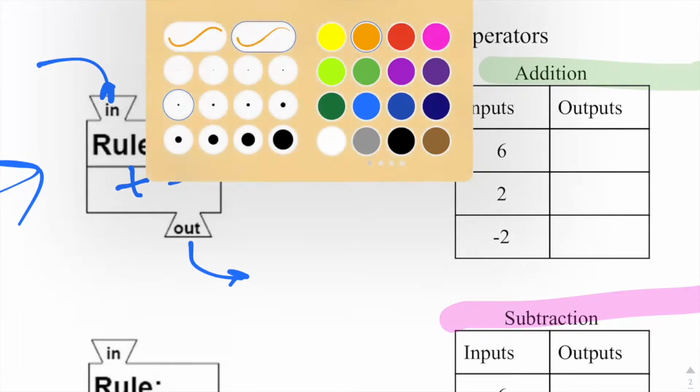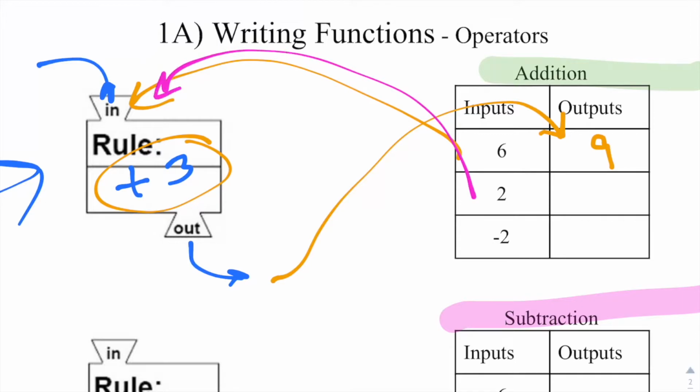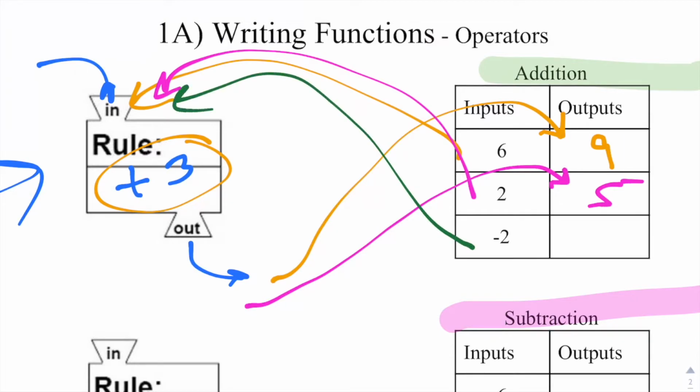So if we plug the 6 into the function machine and we add 3, what's going to come out of the function machine is 6 plus 3, which is 9. If we take the 2 and plug it in, we add 3 to 2, and what comes out is 5. And if we take negative 2 and throw that inside, negative 2 plus 3 is positive 1, so that is what comes out, completing our table.